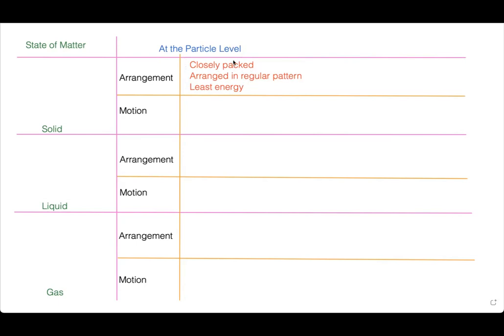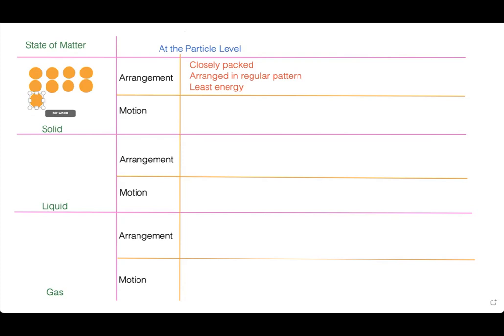So if I were to draw solid particles, they'll be like this. They will be all very regularly organized, in a regular kind of arrangement. Very regular, and they are very closely packed, hardly anything between them. Is that clear?